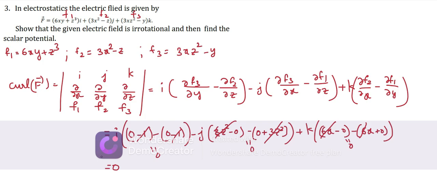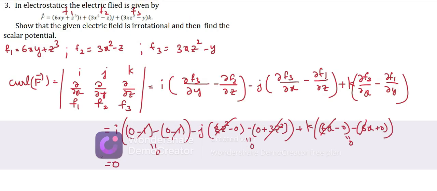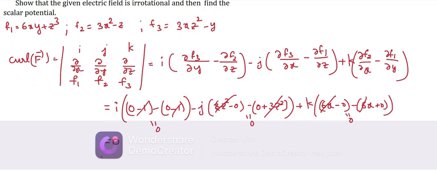Now we have to find its scalar potential. Okay, so we have to find the scalar potential means, see, the given vector function is f. We have to find the scalar function phi in such a way that the gradient of that is equal to the given vector. Okay, yeah. So what is f here?